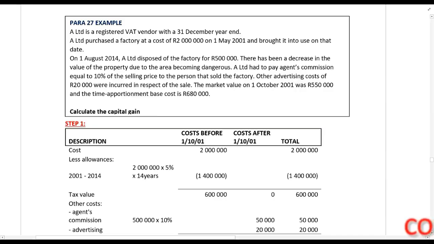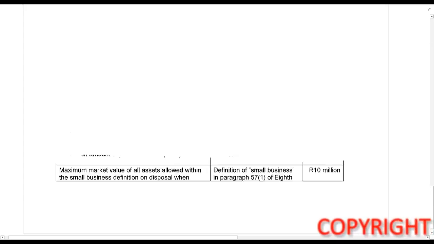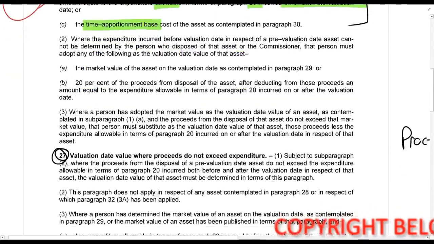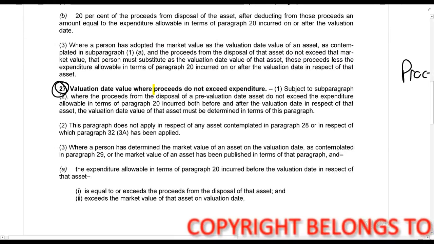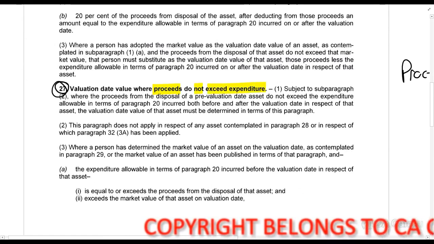Now we can look at paragraph 27. Paragraph 27 works as follows. It says, where proceeds do not exceed expenditure.